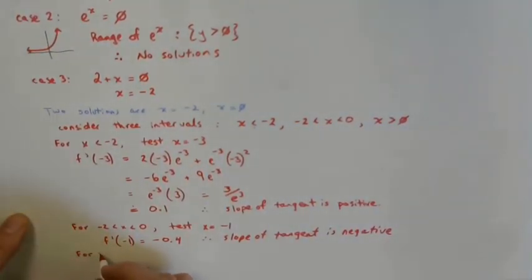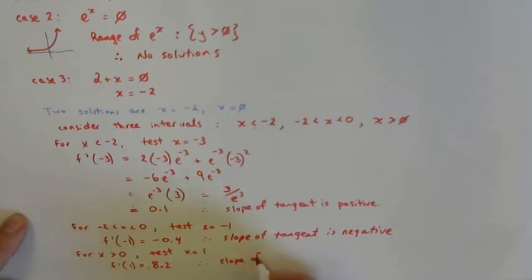Last interval, for x greater than 0, test value x equals 1. Take your derivative function, sub 1 in, use careful calculation, and you should get 8.2. Slope of tangent is positive.